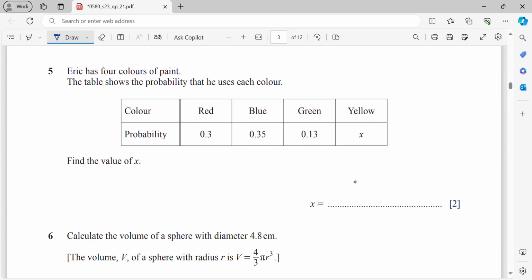For question number 5, Eric has 4 colors of paint. The table shows the probability that he uses each color. So there are 4 colors here. Now, x is one of the probabilities. We know that the total of the probabilities is 1. Therefore, your x is 1 minus the sum of these 3 values. And you will be getting 1 minus 0.78. That is 0.22.